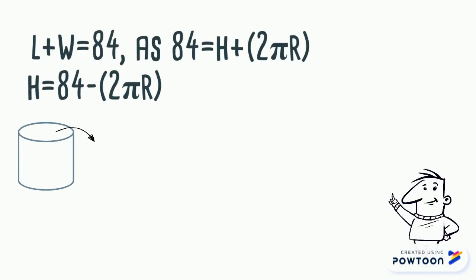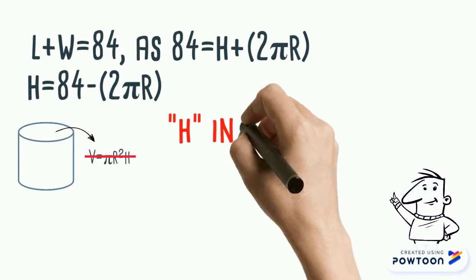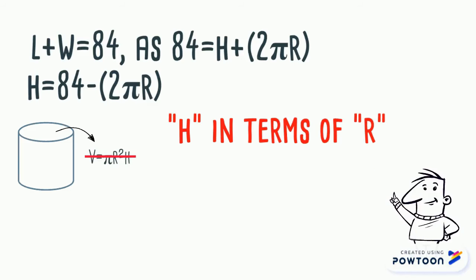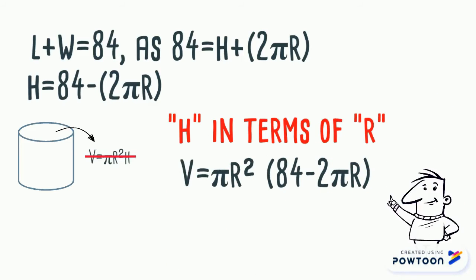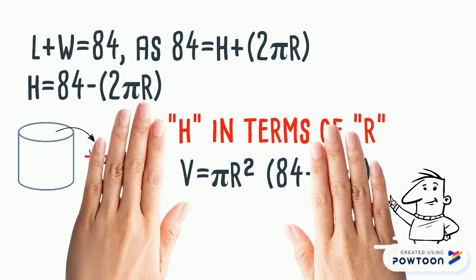Remember that in a cylinder, the volume is equal to pi r squared times height. However, we cannot directly use this equation since there are 3 variables involved. What we need to do is write h in terms of r, which will give us the equation volume is equal to pi r squared multiplied by 84 minus 2 pi r. Now we can solve for the radius, which will then allow us to solve for the height.